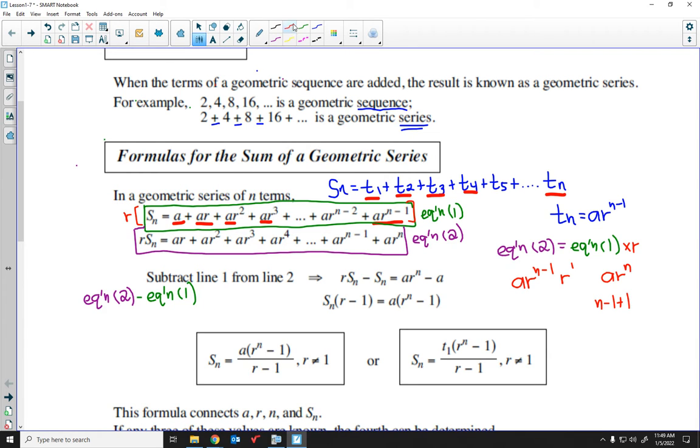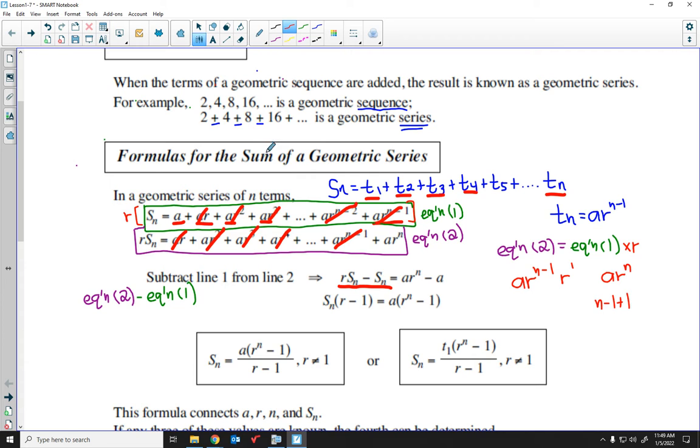So here's how things would cancel off here. On the left-hand side, you would have rSn minus Sn, no problem. Now on the right-hand side, a bunch of terms start to cancel. The a term doesn't cancel right here, but what does cancel is ar squared, ar cubed, ar to the 4. This ar to the n minus 2, which I didn't show in the second series, but that's okay. ar to the n minus 1 would cancel with ar to the n minus 1.